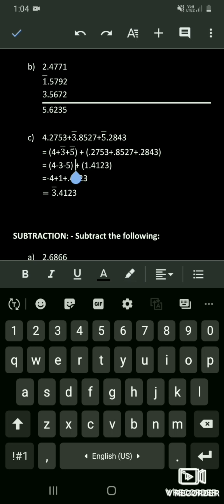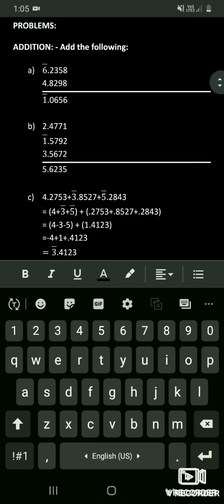So when you simplify 4 minus 3 minus 5, you will get minus 4, that is minus 3 minus 5 is minus 8, plus 4 is minus 4. So you will get minus 4 plus 1 from this characteristic, plus the mantissa part, that is 0.4123. So minus 4 plus 1 is minus 3. So we have got the answer as minus 3.4123, which is written as bar 3.4123. So you require these simple problems whenever you are solving the further problems of logarithms.